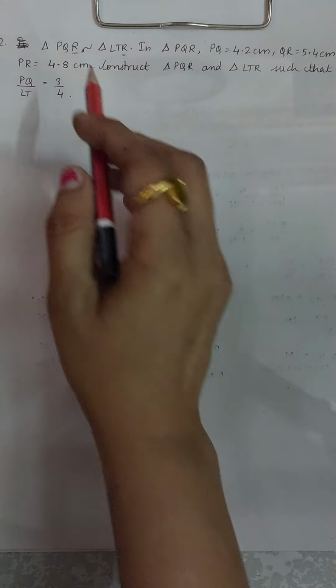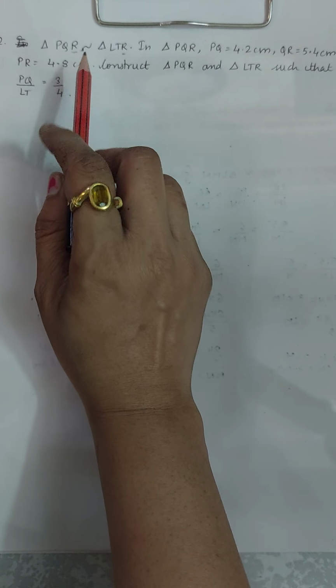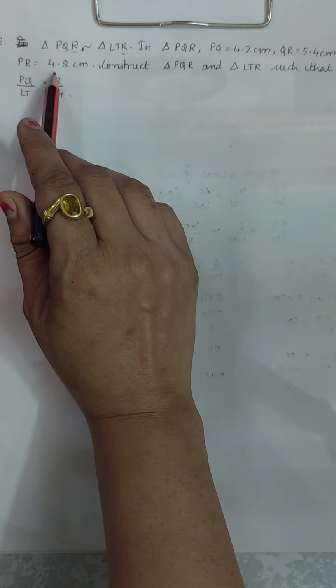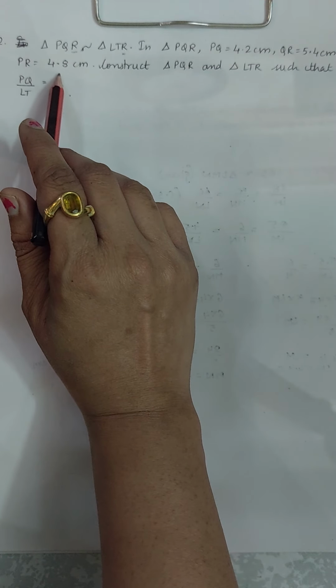In that, we consider any of the sides as the base first. But see here, R is a common vertex, right? R is a common vertex, so we try to take that side as the base which has R in it. So I'll either take QR or I'll take PR as the base, whatever I find comfortable.